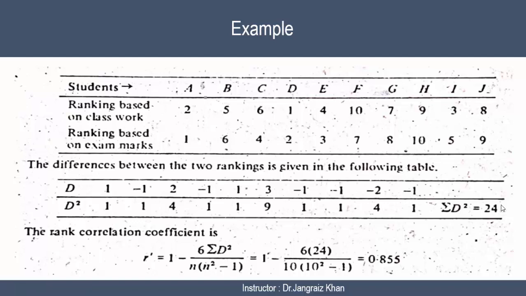And if we put the values in this formula, 1 minus 6 summation Di square, which is 24, the number of observations is n, so 10 into 10 square minus 1, we get the R as 0.855.